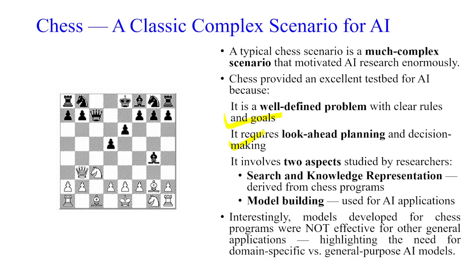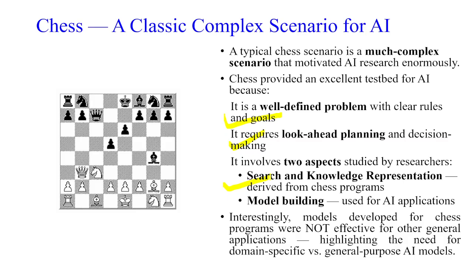So studying chess programs gave two important ideas to the researchers. The first one is search and knowledge representation. Chess programs required efficient search algorithms to explore all possible moves, and knowledge representation techniques to evaluate positions on the board. This became a foundational concept of AI.